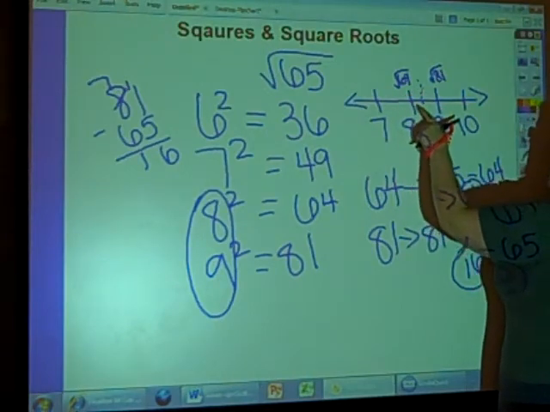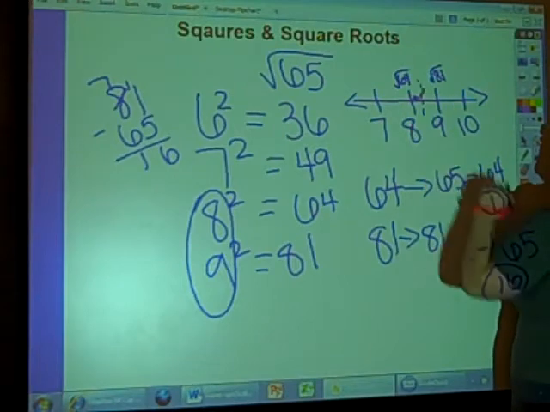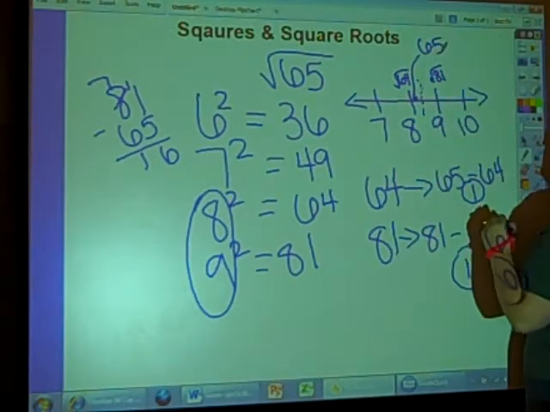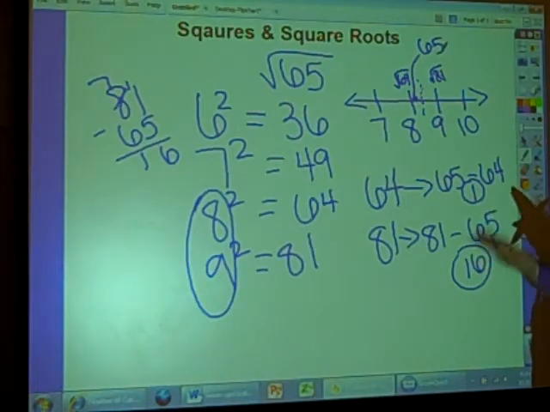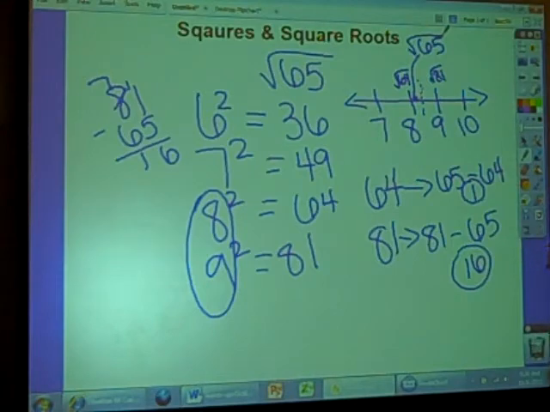So anywhere between your 8 and your halfway mark, you can plot the square root of 65. And when you plot it, just don't put 65, because you don't say 8, 65, 9. It is the square root of 65. We're going to do one more example.